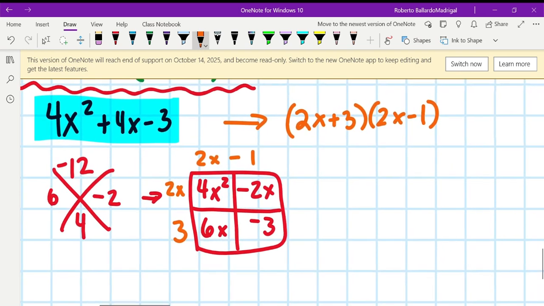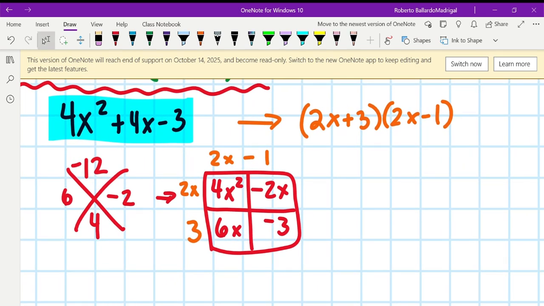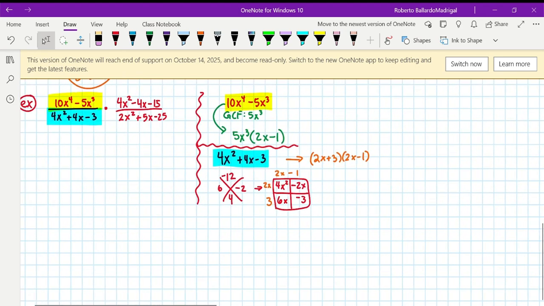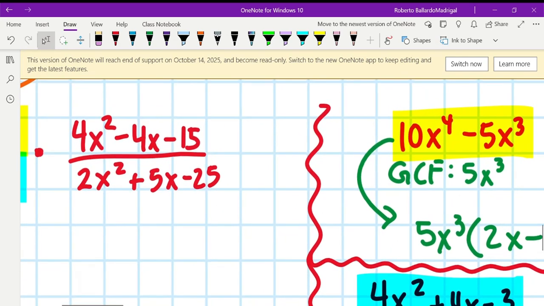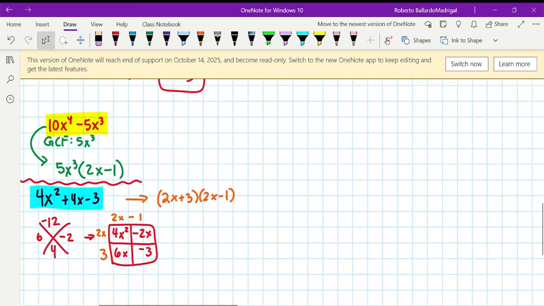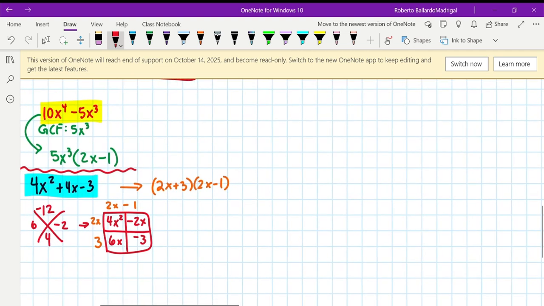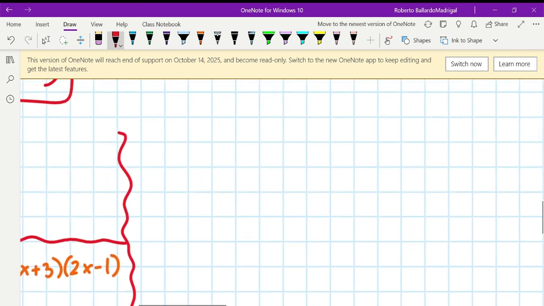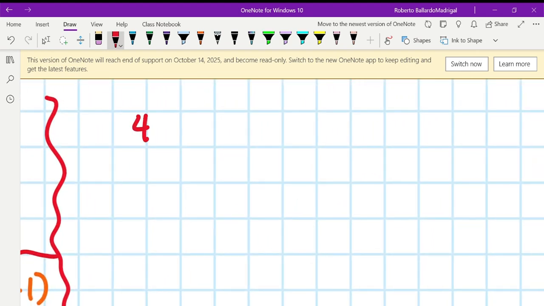Okay. Are we good so far? Thank you. Okay, let's move on to the next fraction. Start with the numerator. So now we're going to do 4x squared minus 4x minus 15 over here on the side. What was it? 4x squared minus 4x minus 15.